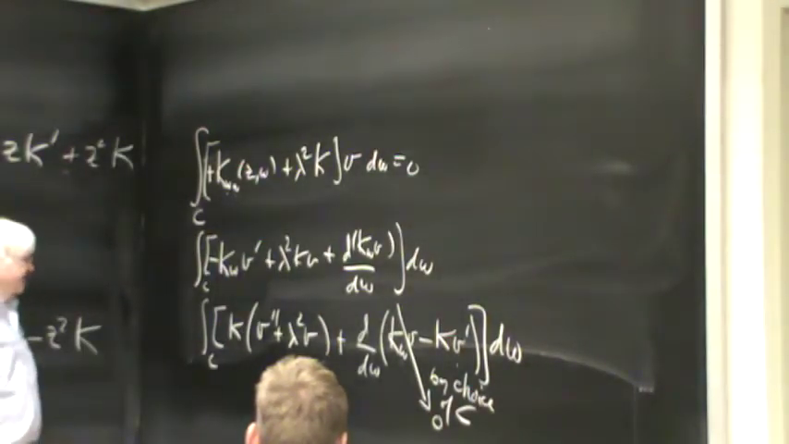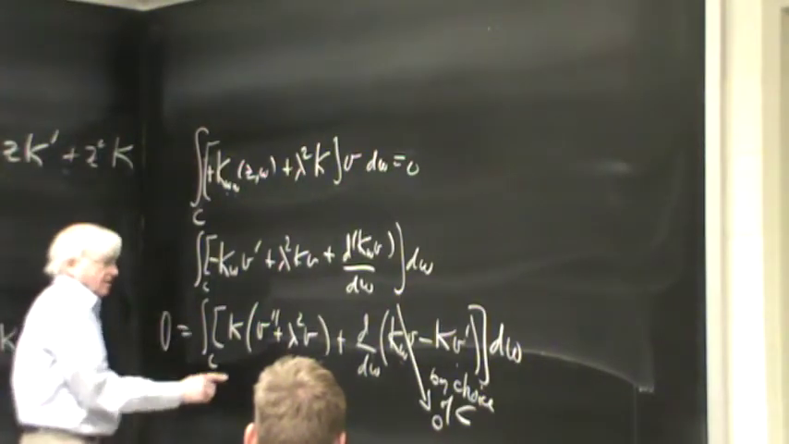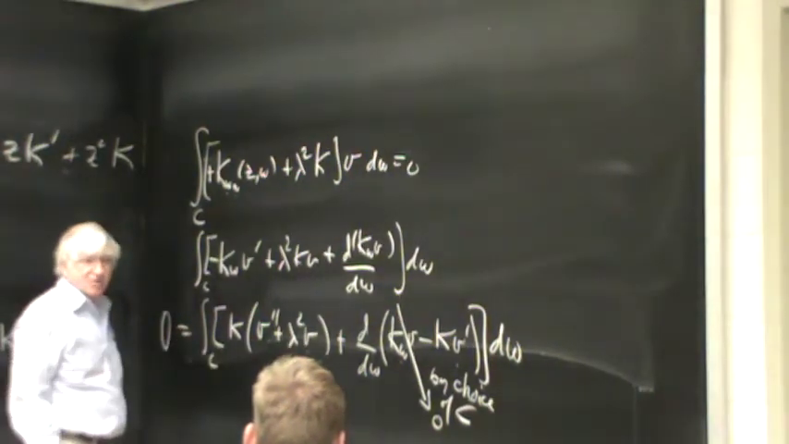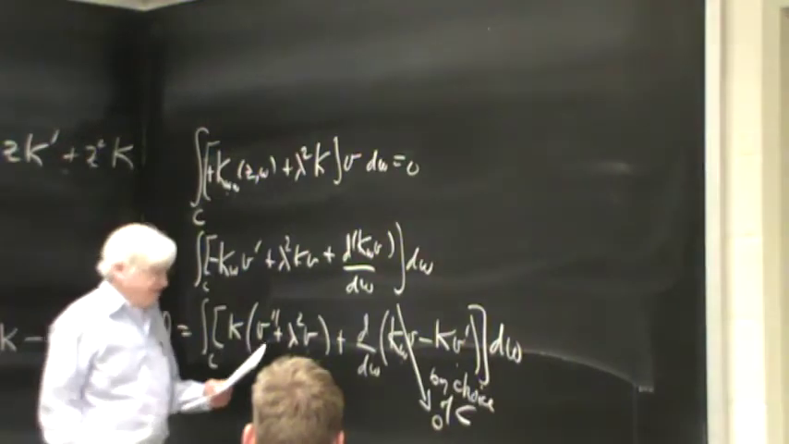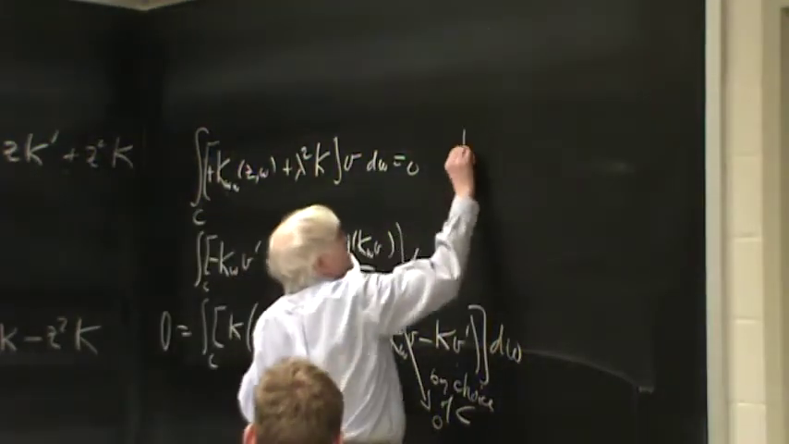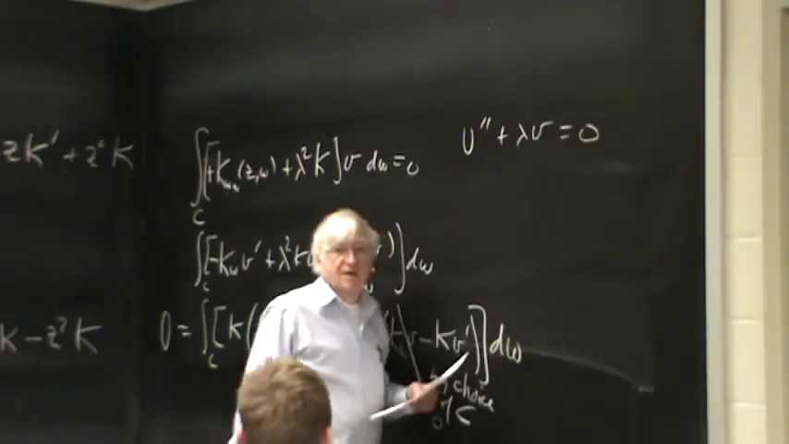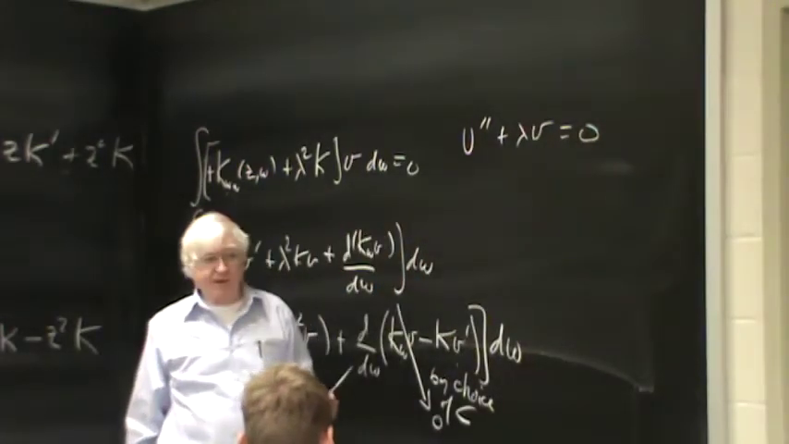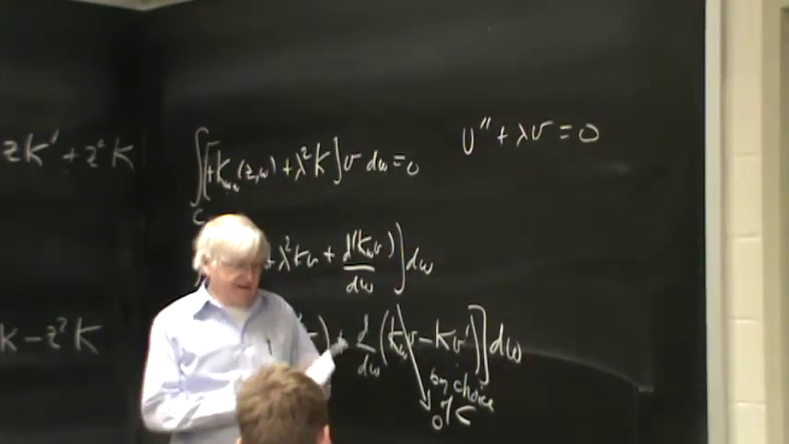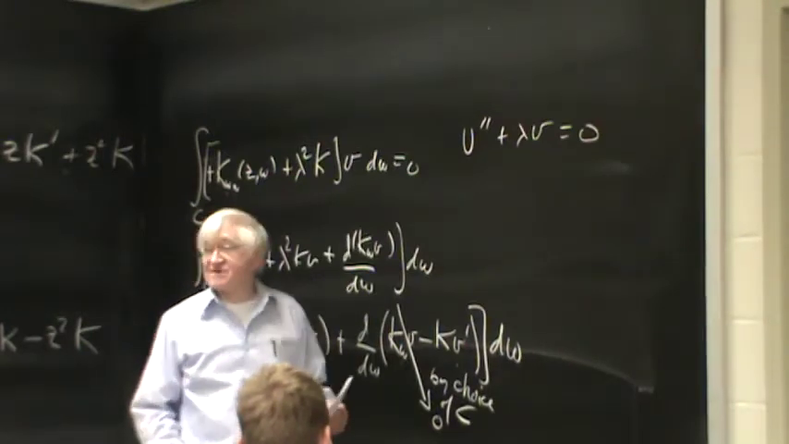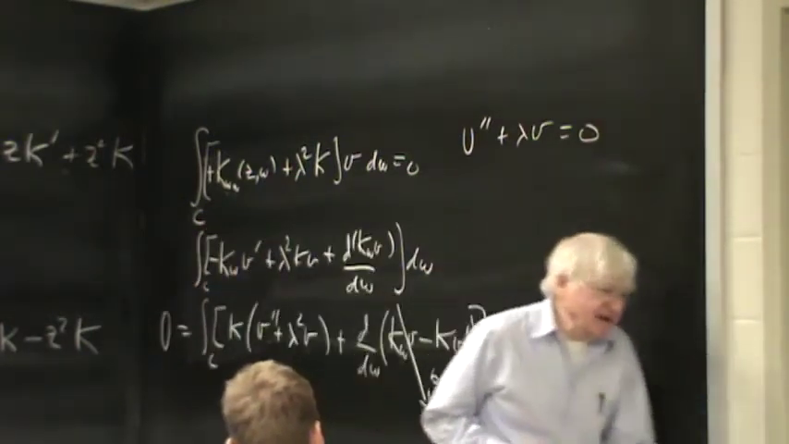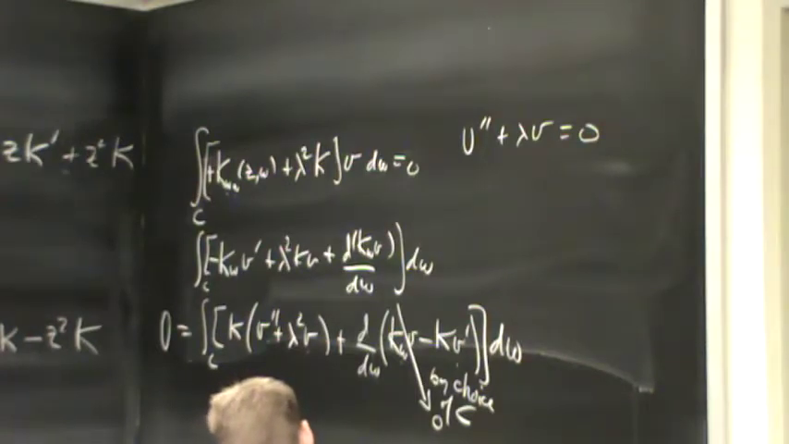What you then have, if you want the whole thing to be 0, you just have a very simple differential equation. And the simple differential equation is V double prime plus lambda squared V equals 0. Well, this is our harmonic oscillator equation. And so what is the final result? Let me get a piece of chalk that's sharp.